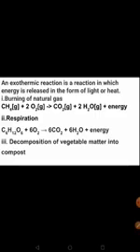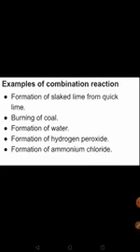And similarly, decomposition of vegetable matter into compost is also an example of exothermic reaction. Since we were learning about combination reaction, let me finish today's session by giving you few examples of combination reaction. Like as we saw, formation of slaked lime from quicklime can be given as an example of combination reaction. Burning of coal, formation of water, formation of ammonium chloride, formation of hydrogen peroxide. These things can be given as an example of combination reaction.